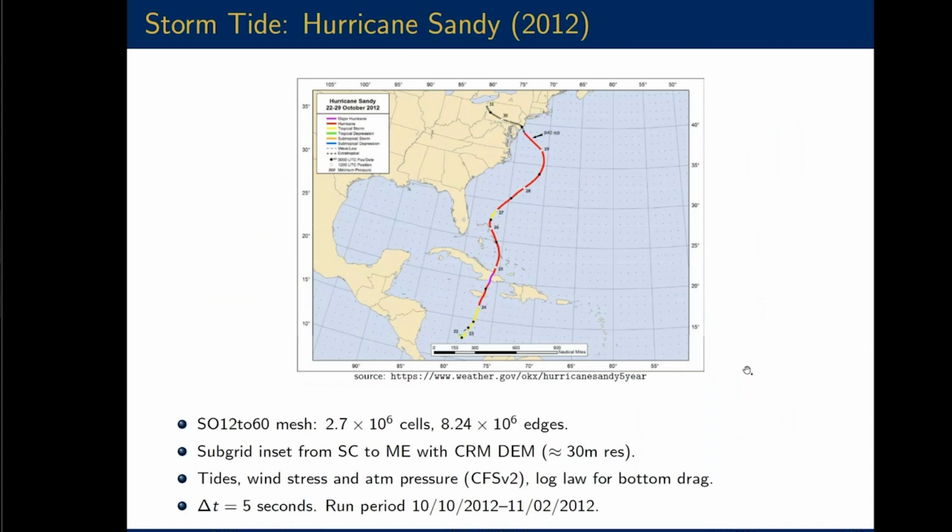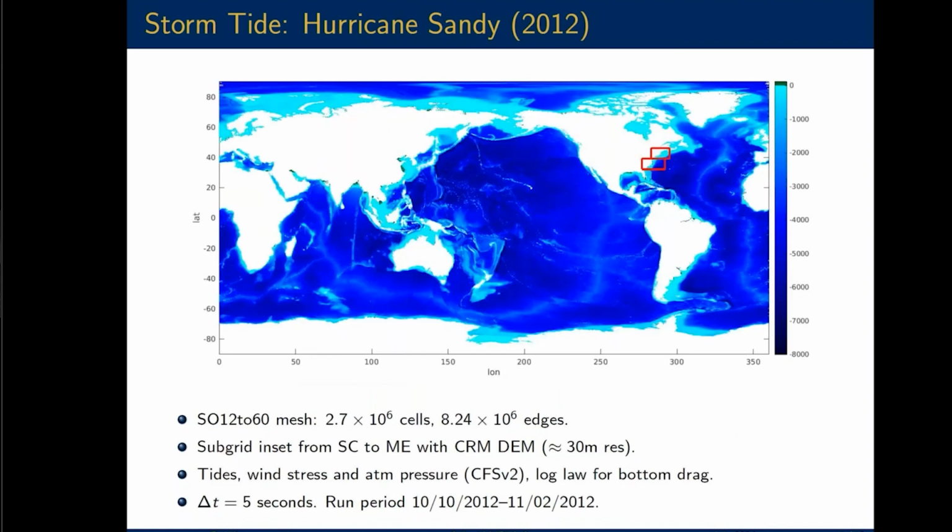So the next test case that we use is the inundation induced by Hurricane Sandy. This plot shows the track of Hurricane Sandy, which made landfall as an extratropical storm near New Jersey in October 2012. For the mesh, we use the existing MPAS mesh with 2.7 million cells and 8 million edges. For this test, we only include the subgrid in the area in red. So we can actually now add subgrid anywhere in the domain, provided that we have a high resolution DEM.